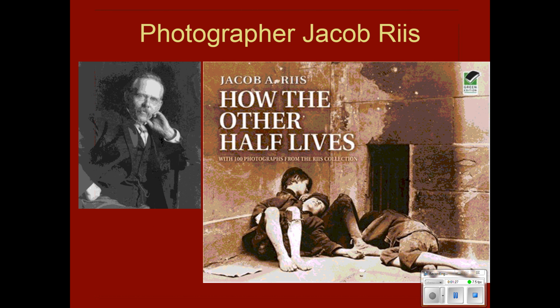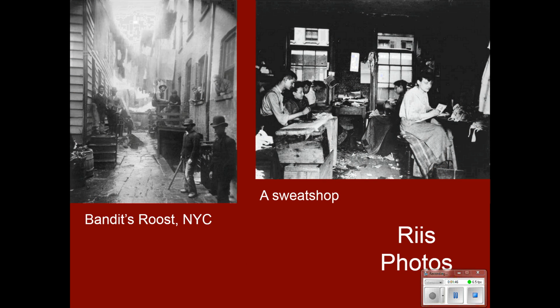The photographer who made the greatest impact in recording poverty was Jacob Riis. He wrote a very famous book called How the Other Half Lives, and he was known as one of the most important photographers of the period. These are other Riis photographs.